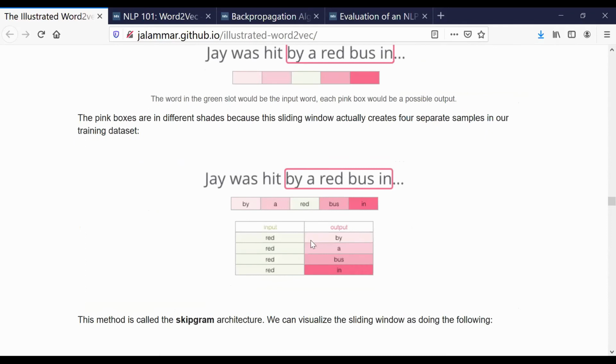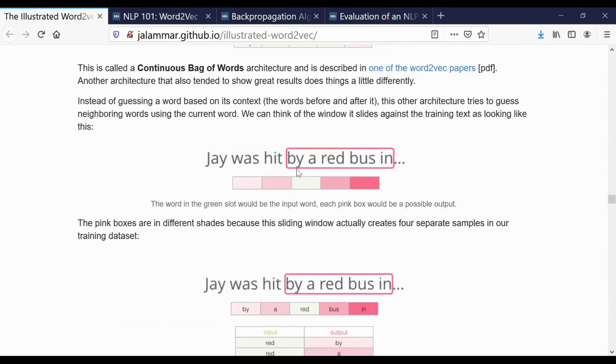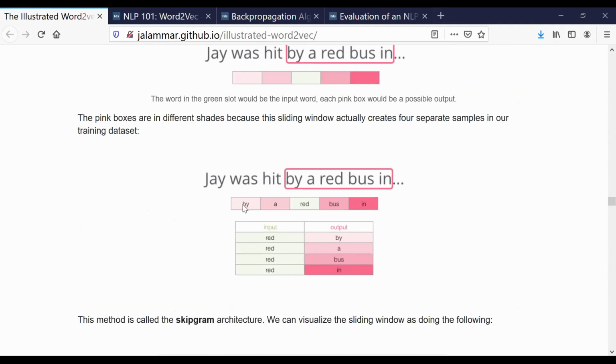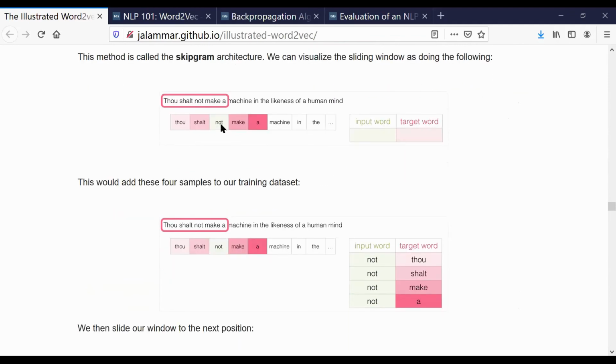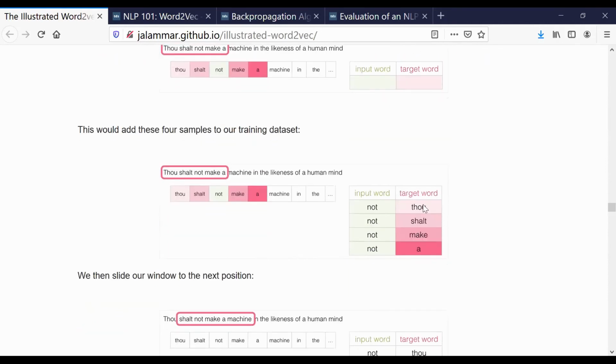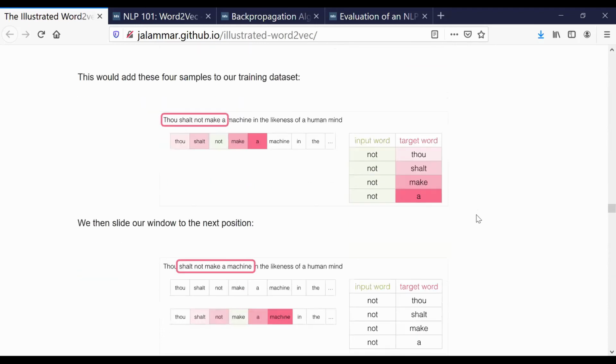you would go the other way. Oh, they use a different example. Okay, thou shalt not, this is the same example now. Thou shalt not make a. So not is the input, and it has to predict thou shalt make a. So you're trying to do the autofill basically, right? You either autofill the word in the middle or you autofill the words surrounding.